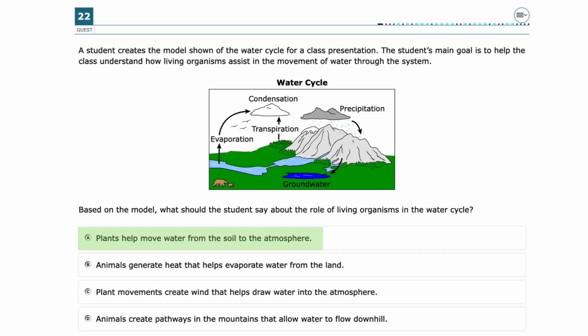The other choices are incorrect because B suggests animals help evaporate water with body heat, which is not a significant part of the water cycle. C says plant movement creates wind, which isn't accurate. D says animals create mountain pathways for water, which isn't shown in the model or a typical part of the water cycle. The key idea here is that plants, through transpiration, play an important role in cycling water into the atmosphere.